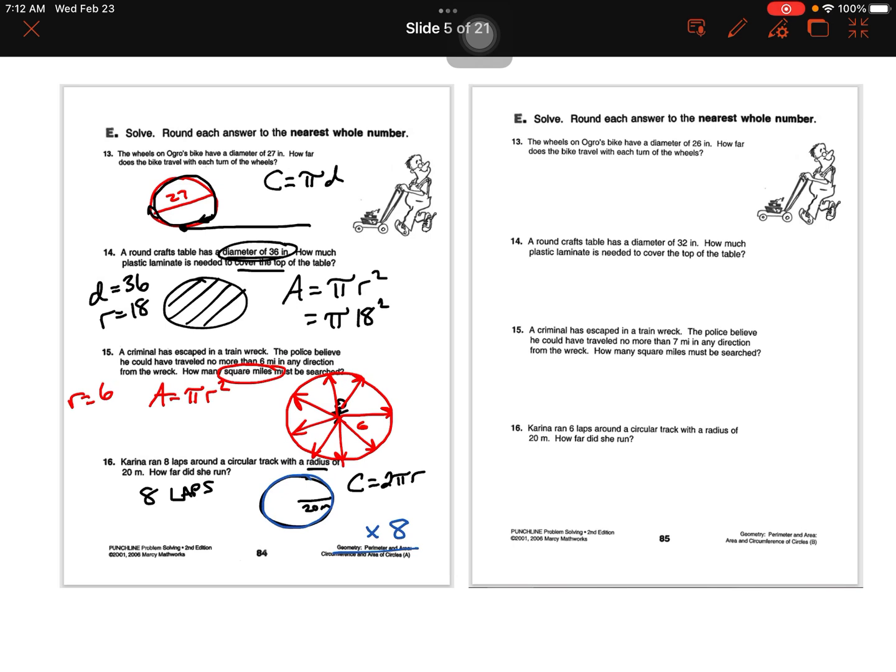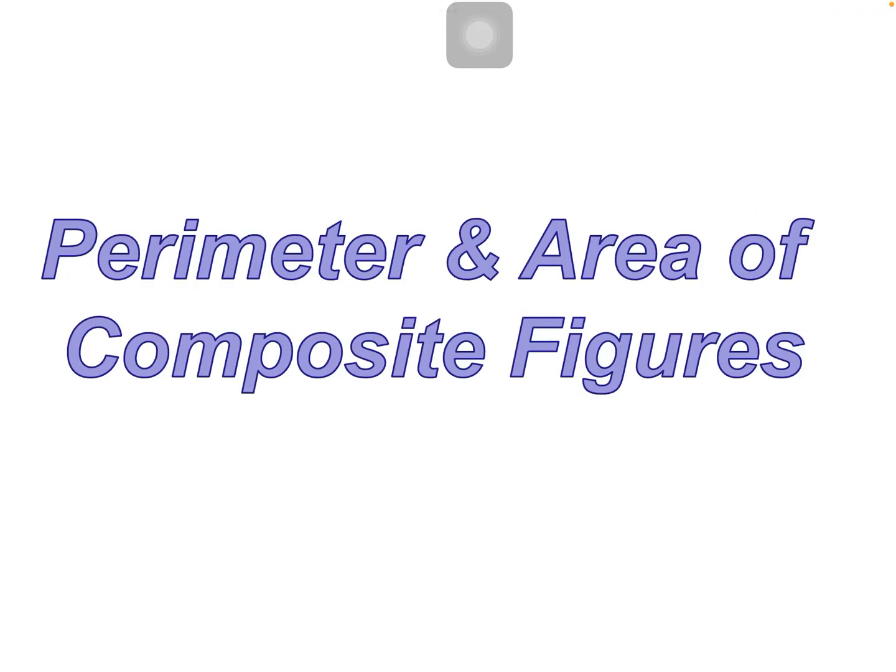So all of those questions are the same idea. These are the type of questions that I want you to be able to recognize because it shows understanding.